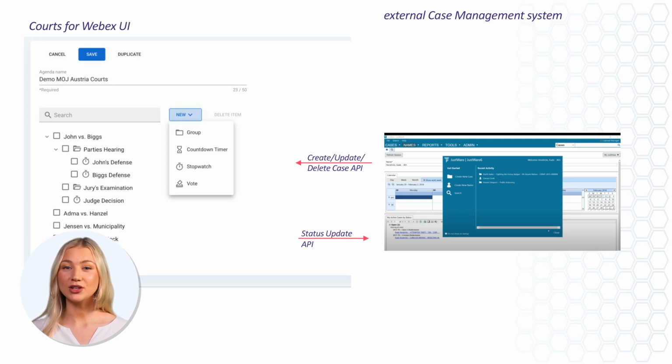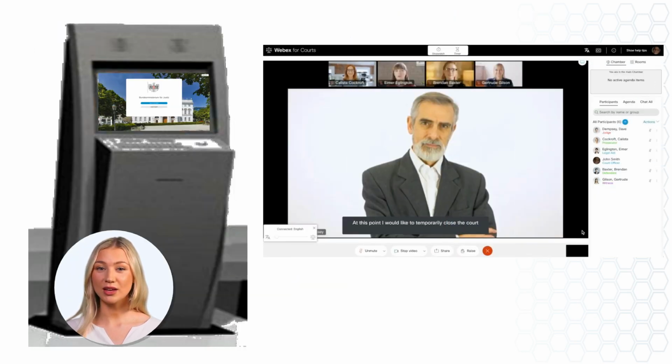Courts for Webex is a solution natively designed to support the hybrid model. In-person attendees can register their presence using a totem before entering the courtroom. They will still properly appear in the participant list as in-person rather than remote.